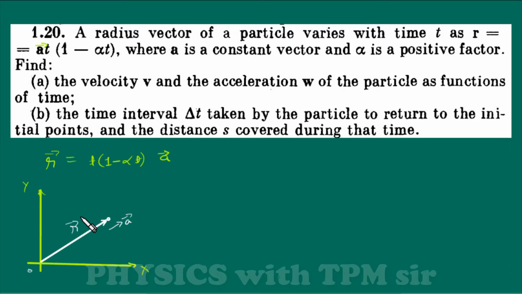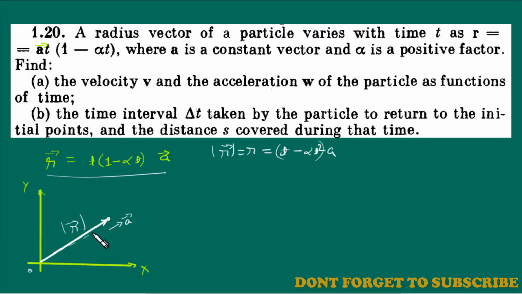At any instant, the magnitude of r, the modulus of r, or simply r, can be represented as (t − α t²) into a, because the magnitude of this vector a should be equal to a. If I want to represent the magnitude of this a vector, then I will just write a. For representing the magnitude of this r vector, I will just write small r. So this is the distance of this particle from origin at any time, and the direction is fixed. The particle is moving along this direction only, so it's a question of one-dimensional motion.